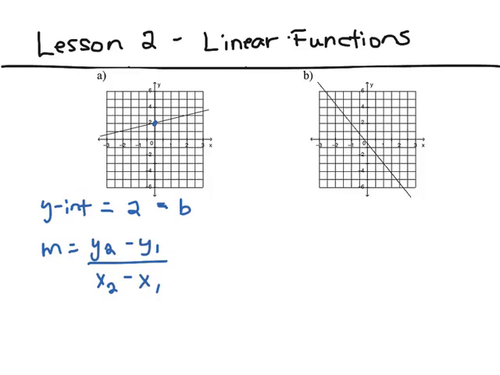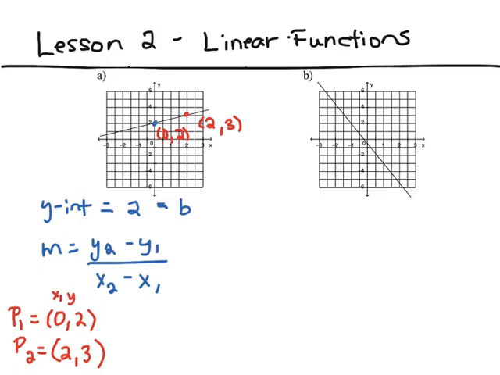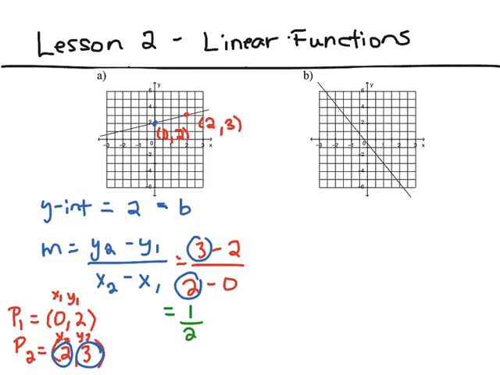So I'm going to pick this point right here, which is at 2 and 3, and this point right here, which is at 0 and 2. So our point 1 is 0 and 2, and our point 2 is 2 and 3. We're going to plug these in as x1, y1, and x2, y2. So we take 3 minus 2 over 2 minus 0. It doesn't matter which order you do it in, as long as if you do this one first here, this number also has to be from the same point. So we have 3 minus 2 is 1, and 2 minus 0 is 2. So our slope is 1/2.